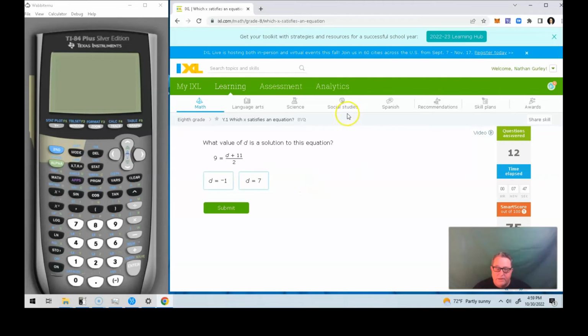Okay, this one, again, we could cross multiply. If we cross multiply, we have 2 times 9 is 18. What number plus 11 would be 18? Well, that would be 7. Or we could say, what number in the numerator divided by 2, half of what number is 9? That would be 2 times 9, 18. 18 divided by 2 is 9.